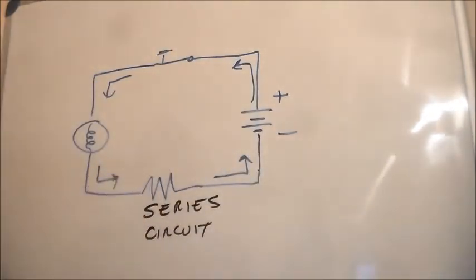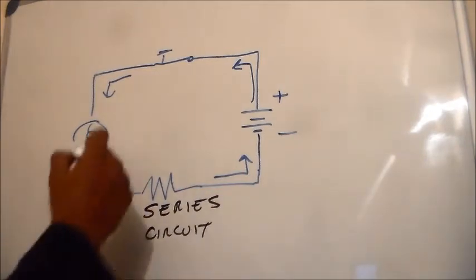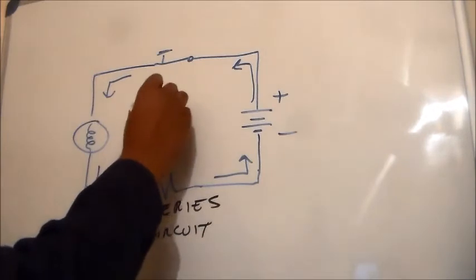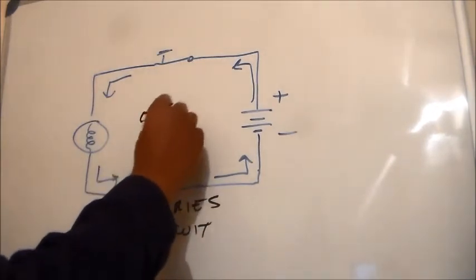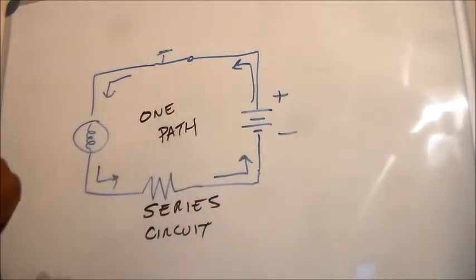There's only one direction, or one path, I should say, that the electrons can go. So there's only one path in this type of situation. Now we will get into parallel circuits in a minute here. I just want to make sure I'm covering everything, and I am.